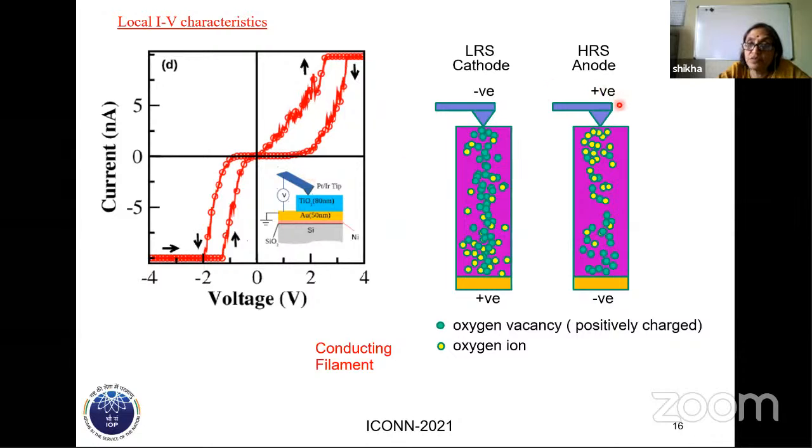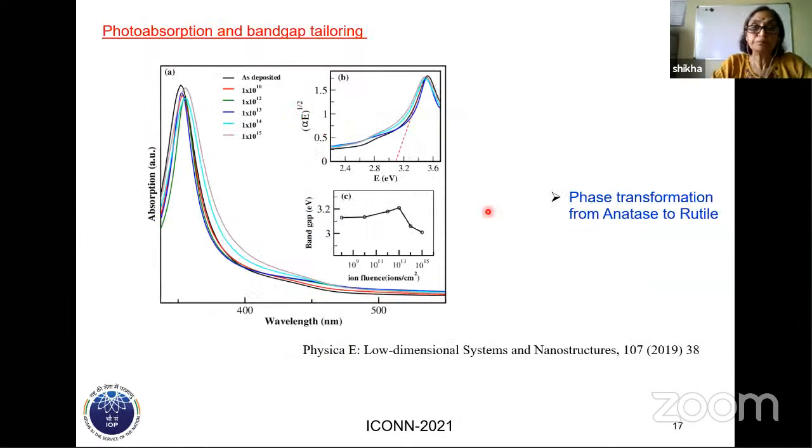And the reverse happens when the charge is positive, so the switching breaks. In this case there is a conducting path, and in this case there is no conducting path. So this is due to the presence of a conducting filament in TiO2, and for all this, oxygen vacancies are important.